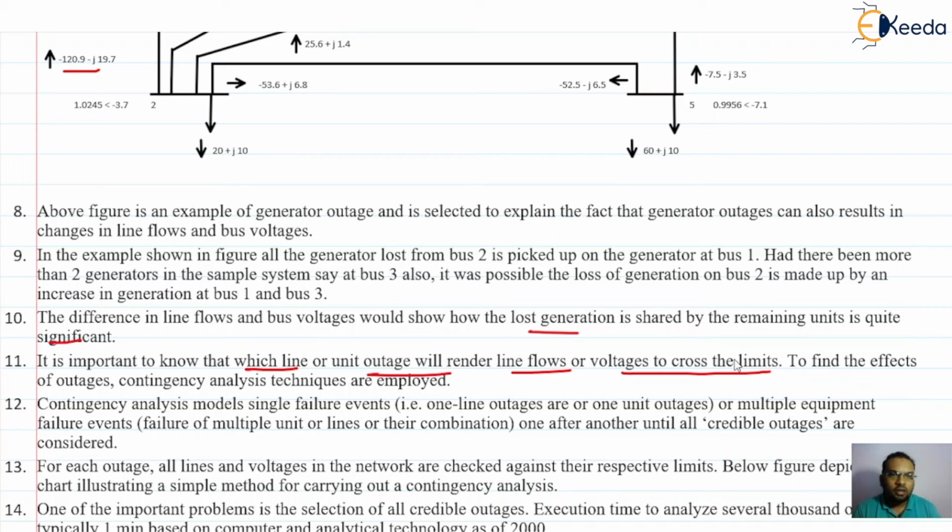And now let us evaluate that. Evaluation we can do this way, as shown in the above figures. From this we will come to know which contingency is causing the voltage or the line flow to cross the limit. To find the effect of outage, contingency analysis technique is employed. So to identify which contingency is causing the line flow or the voltage to cross the limit, we can get that with the help of this contingency analysis.